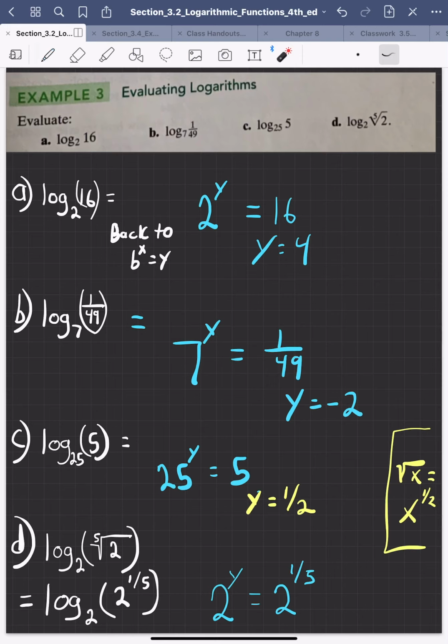Well, wait a minute. 2 to the power of something has to equal 2 to the power of 1/5. Don't you agree with me that this is only going to be a true statement if y equals 1/5? Right? 2 to the 1/5 is equal to 2 to the 1/5. 2 to the power of 2 is equal to 2 to the power of 2. Same base, the exponents must be equal. So y is equal to 1/5.